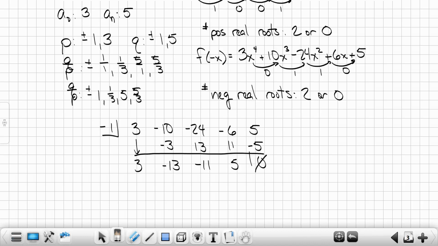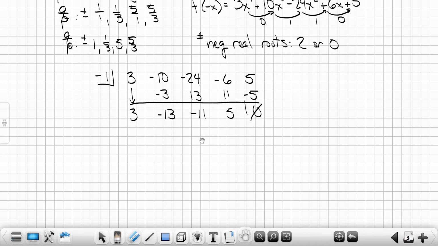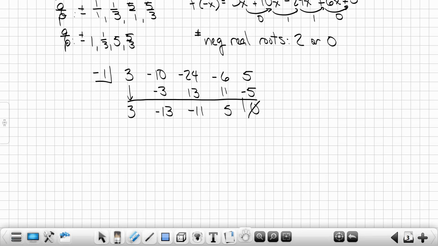Okay. So let's find our other negative number. We're going to use these coefficients, 3, -13, -11, 5. So find our other negative. Is it going to be -1/3, -5, or -5/3? Don't avoid the fractions just because you don't like them, Destiny.